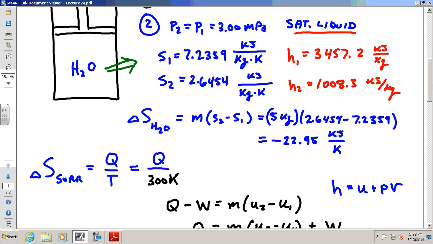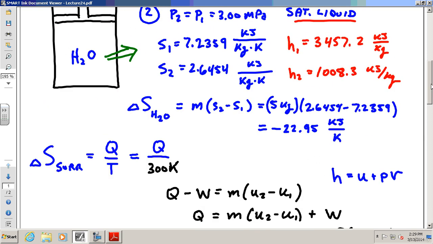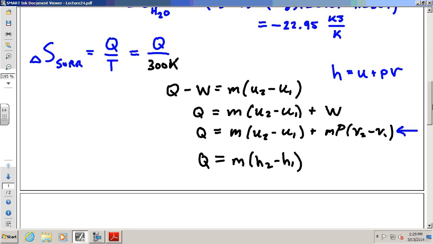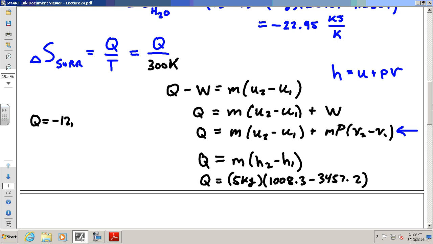So in order to solve for Q, you plug in those values of H1 and H2 into that equation there. I'll do it here so you can see the numbers again. 5 kilograms times H2, which is 1008.3, minus H1, 3457.2. And what you get, by the way, for Q is equal to minus 12,245 kilojoules.